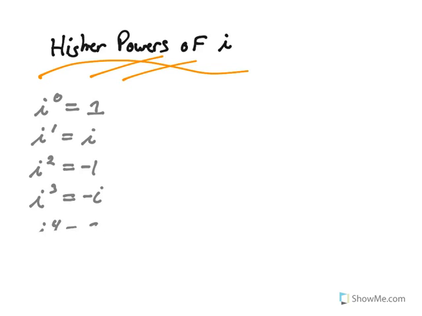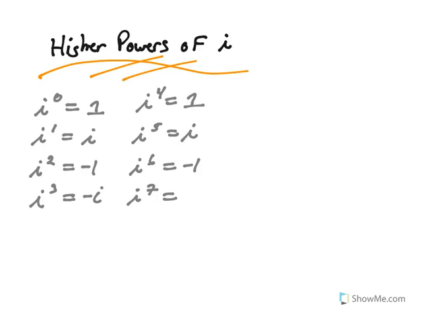Actually, let me go ahead and rewrite it in a new column. Okay. So yeah, i to the 0 is 1, i to the first is i, i to the second is minus 1, i to the third is negative i, then the pattern repeats. So when you have i to the fourth, it's going to be 1. i to the fifth is going to be i. i to the sixth is going to be a minus 1. i to the seventh power is going to give you minus i. See how that works? The pattern repeats.